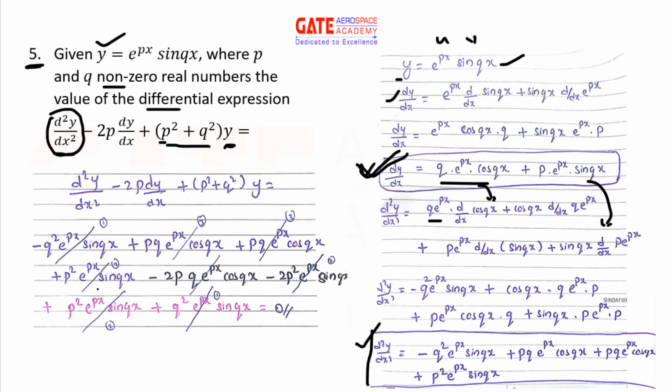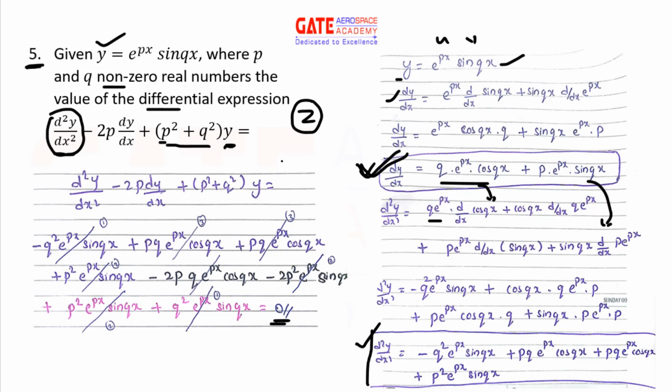So this is 2p square e power px. Here we have minus 2p square. So these two terms get cancelled. Now look at the third term here. We have pq e power px, and here pq e power px cos qx. So this is 2pq e power px cos qx. So directly it got eliminated by this term, minus 2pq e power px cos qx, cancelled. Okay. So the answer for this question is 0, and it's a 2-mark question.